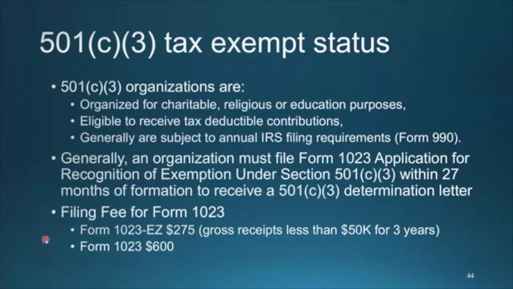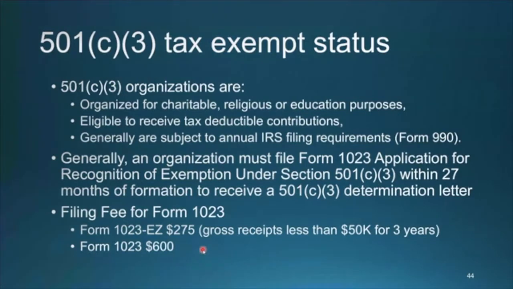There actually are two variations of the form. You can see down here under filing fee that if you are eligible to file the 1023-EZ form, the filing fee is only $275. But to file the EZ form, you have to have less than $50,000 of gross receipts per year for each of the next 3 years. So if you are a small organization, you know you're going to stay a small organization, you're going to stay under that $50,000 limit, then you could get by with filing just the EZ form and paying the $275 fee. If you either do or know you're going over that limit, then you have to file the long form, Form 1023, and pay a $600 fee.